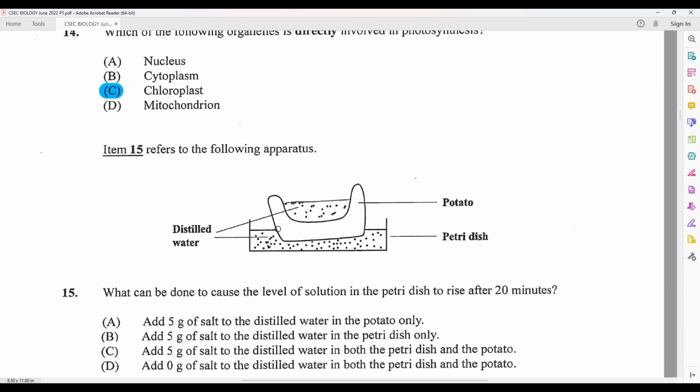And to do that, you could apply osmosis and have a gradient, a concentration gradient, where the water in the Petri dish is more concentrated than the water in the potato. So the water molecules will move into the Petri dish. And to do that, you need to add 5 grams of salt to the distilled water in the Petri dish to create that gradient.